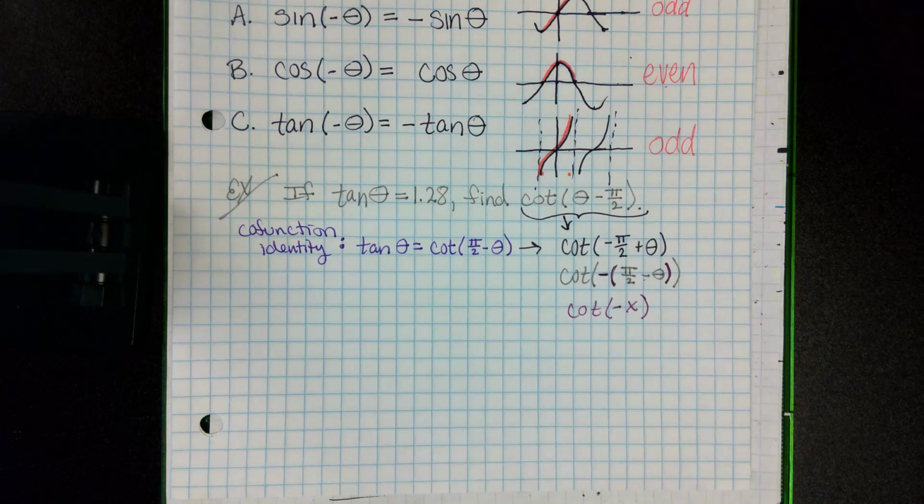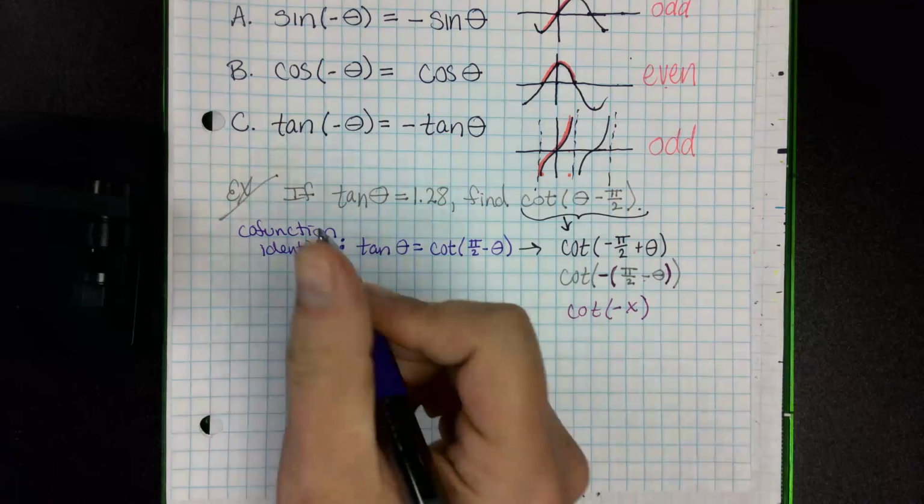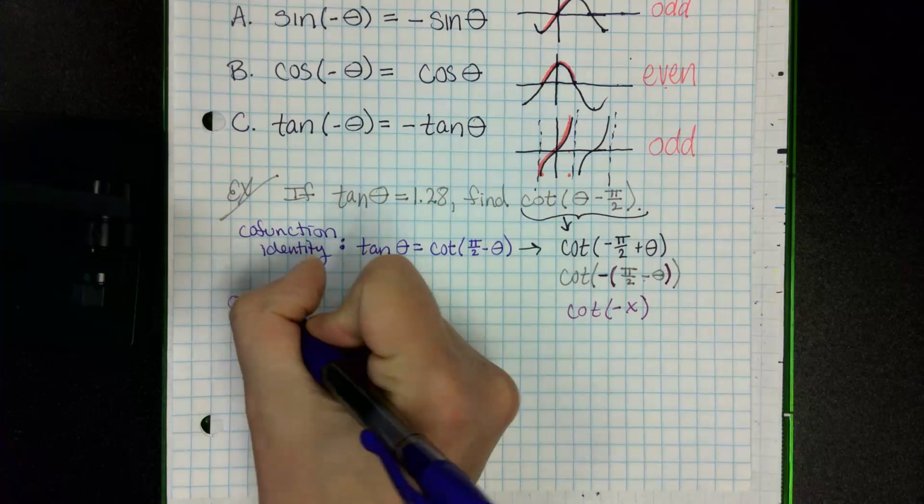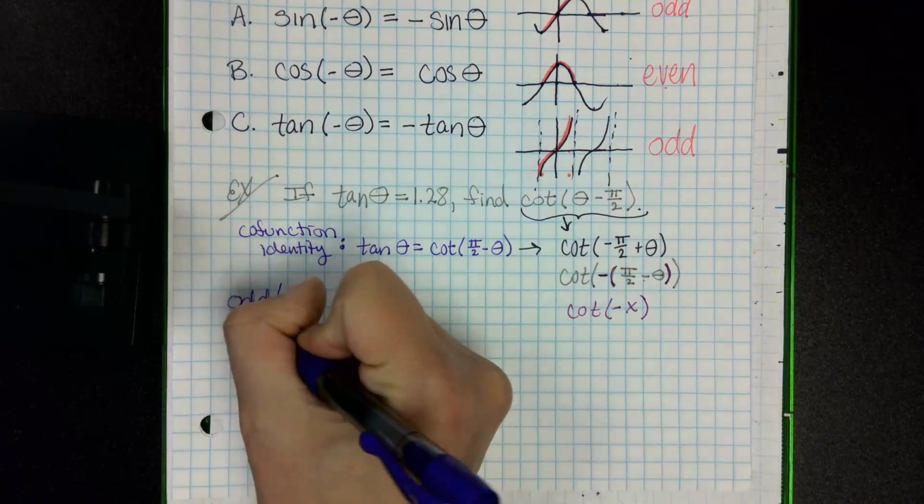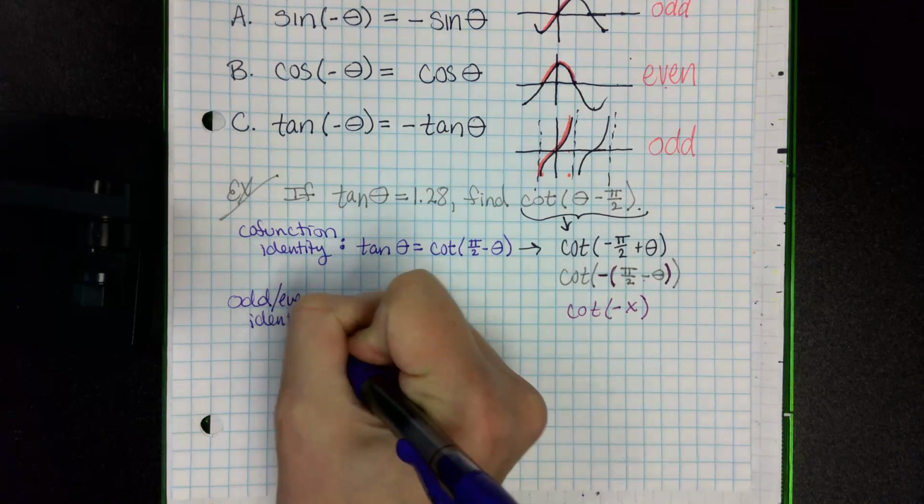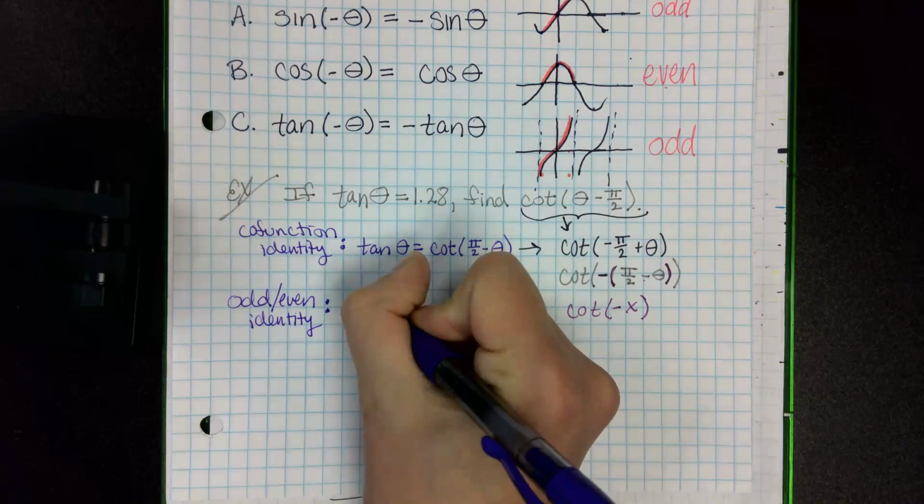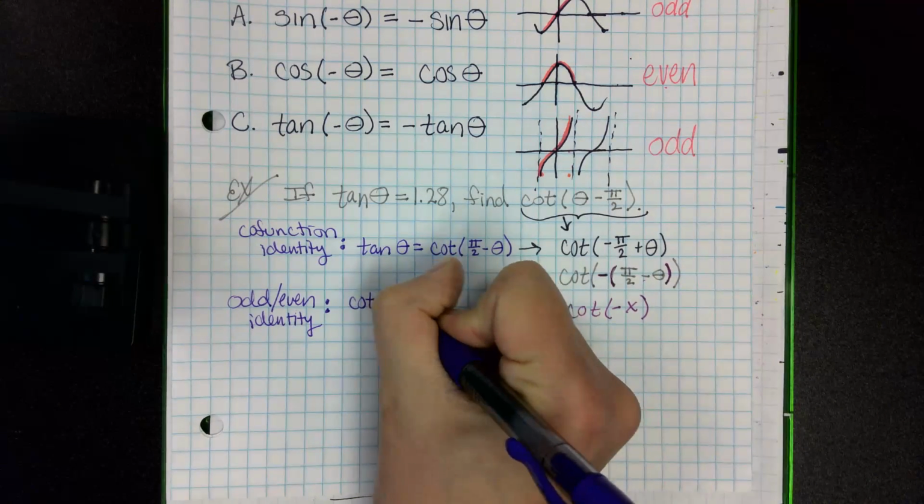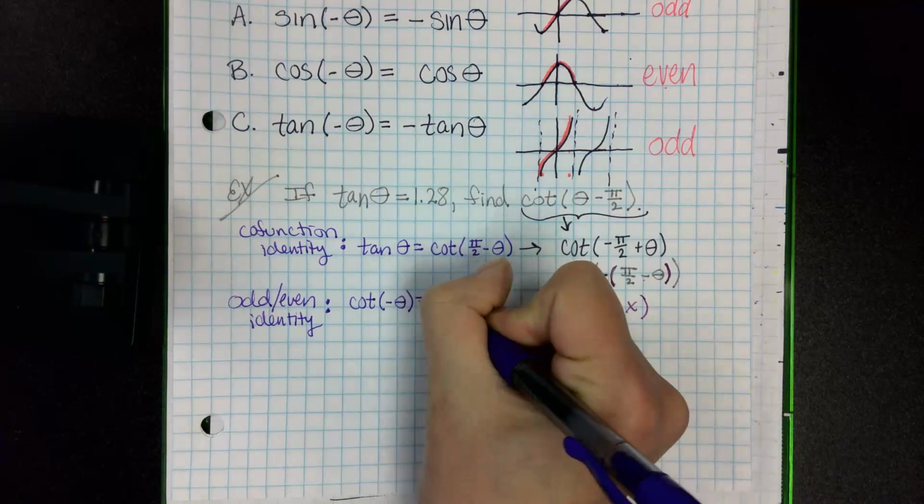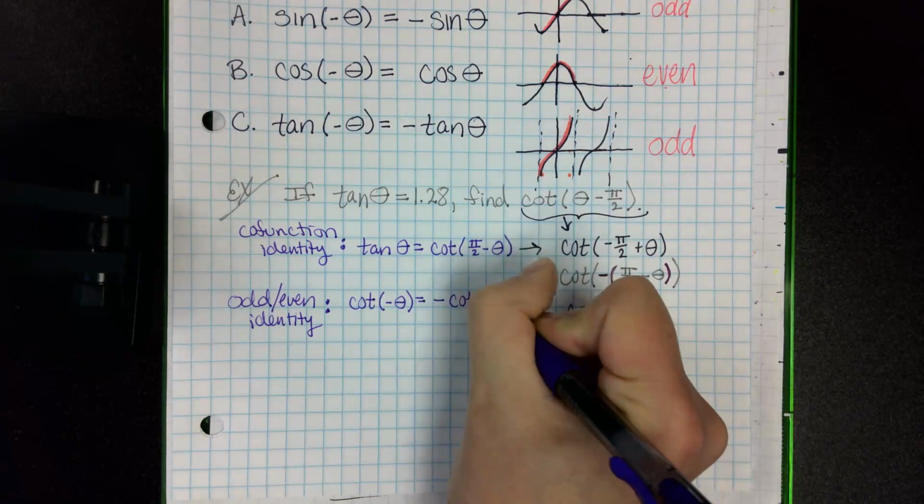On the formula sheet I gave you, it said cotangent negative theta equals negative cotangent theta. That was the odd-even identity: cotangent negative theta equals negative cotangent theta.